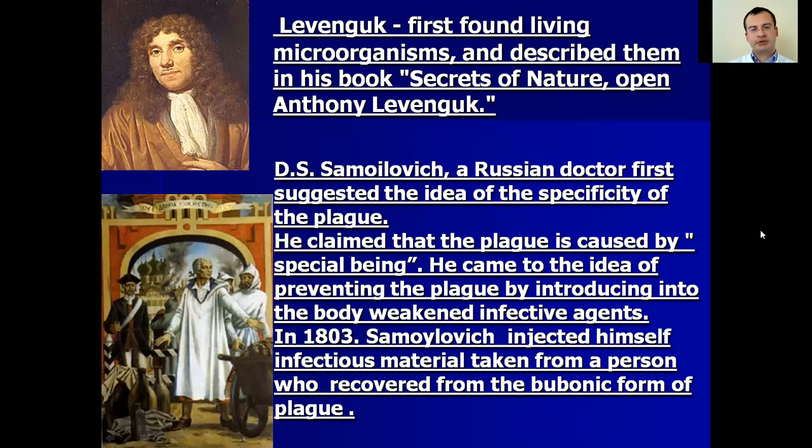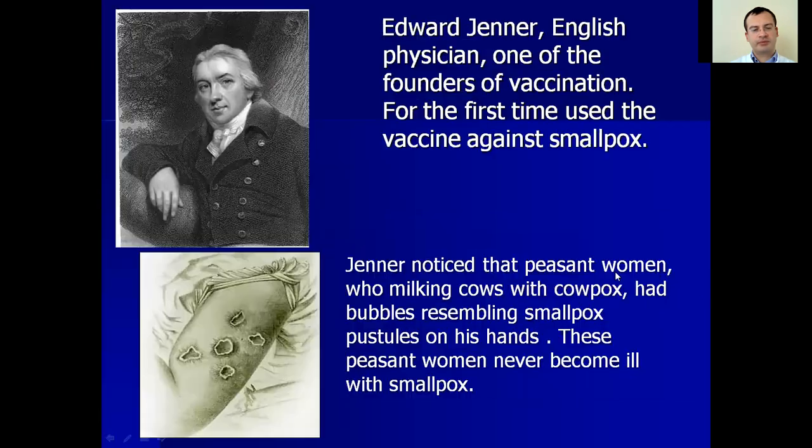Samoilovich, a Russian doctor, first suggested the idea of the specificity of the plague. He claimed that the plague is caused by a special being. He came to the idea of preventing the plague by introducing into the body weakened infective agents. In 1803, Samoilovich injected himself with infectious material taken from a person who had recovered from the bubonic form of plague.